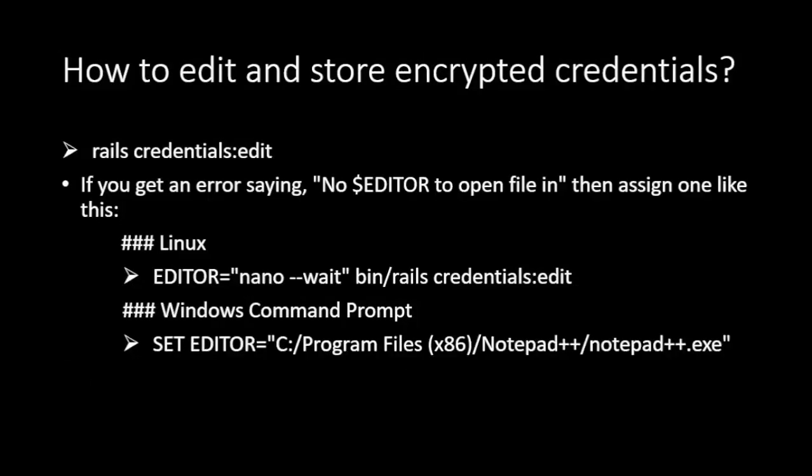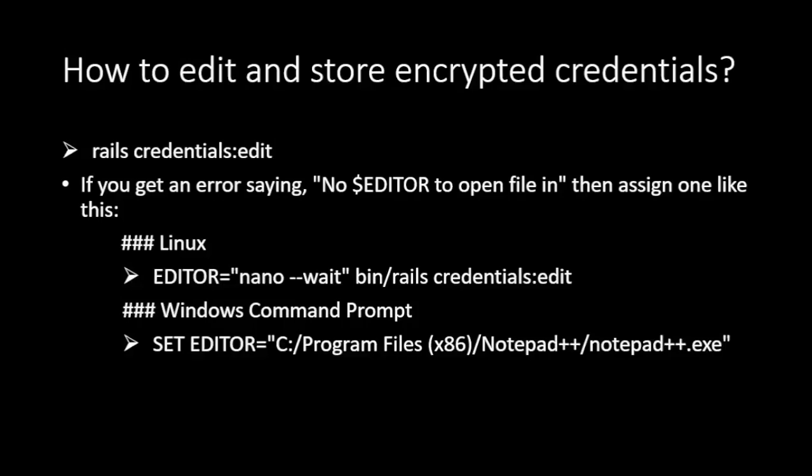So, how do you edit and store the encrypted credentials? Simple. You simply use the rails credentials:edit command. When you run that command for the first time, you will likely get an error saying no editor to open the file in. So what you're going to do is assign one like this. For instance, on my machine, which runs Linux, I'm going to just type in EDITOR equals double quote nano, and I'm going to end the quote. I don't actually have to pass the wait flag, but I didn't realize that until later.